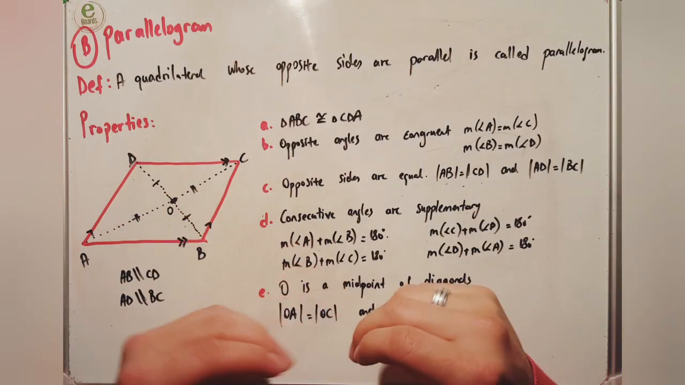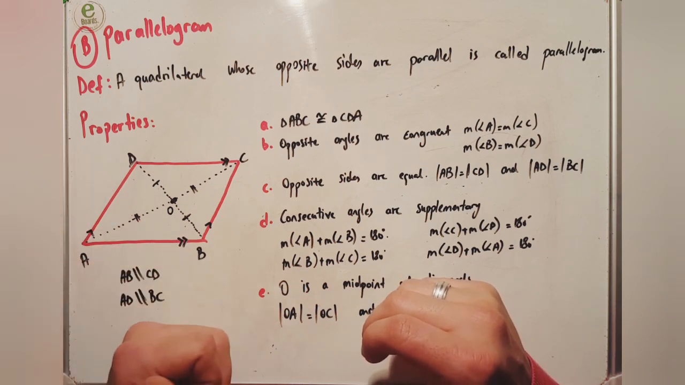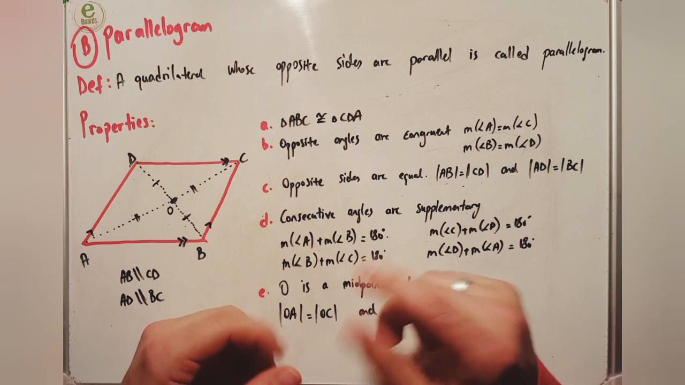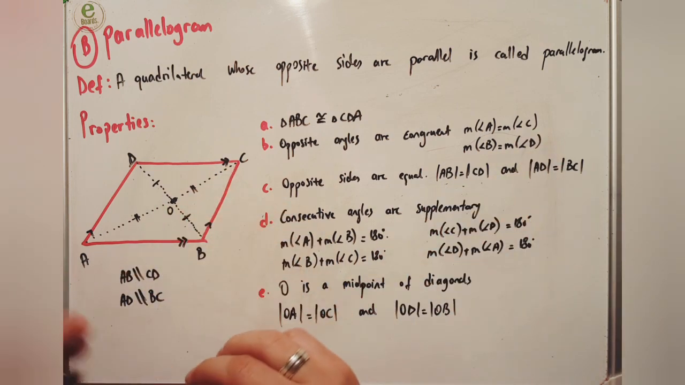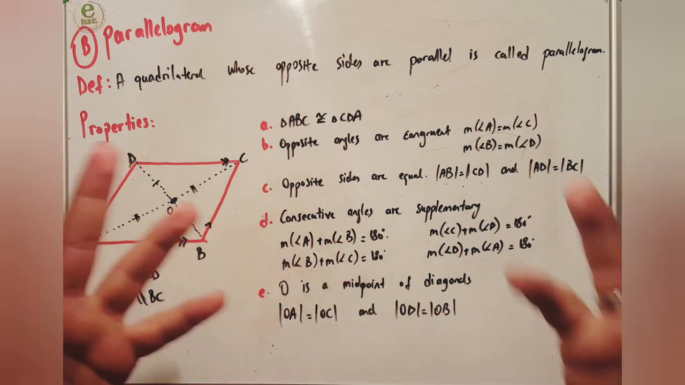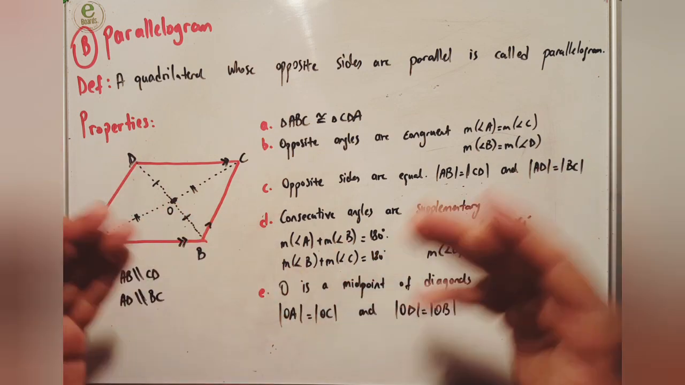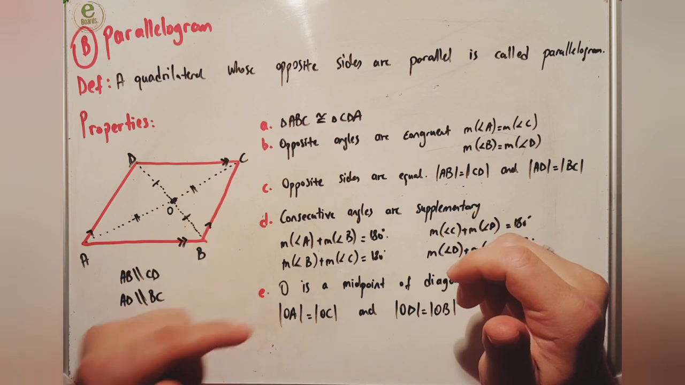And in this section, let me introduce you to the first member of quadrilaterals. The definition says a quadrilateral whose opposite sides are parallel, such as AB is parallel to CD and AD is parallel to BC, is called a parallelogram. And we have some properties about this. Look at the first one.